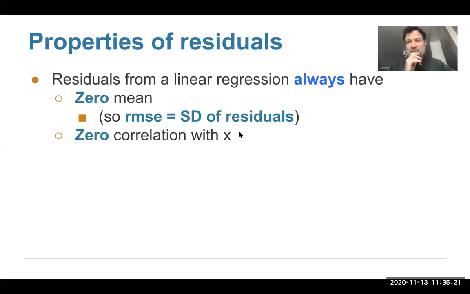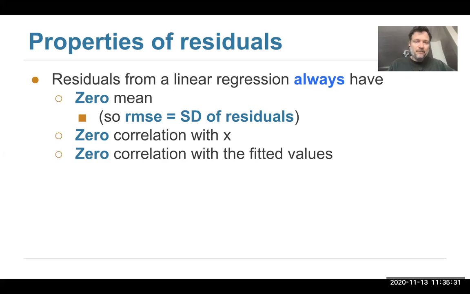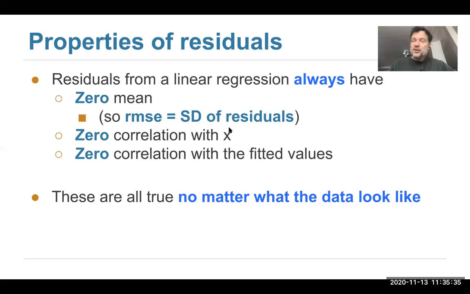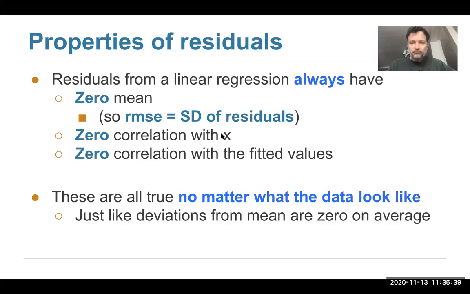Another property is there's no correlation with X. The residuals have no correlation with X. So all of the linear association, the linear correlation has been removed by the best fit line. There's no correlation with the fitted values. And this will be true no matter the data set, whether it has a linear association or something else. Okay. Well, I just showed you examples of that.